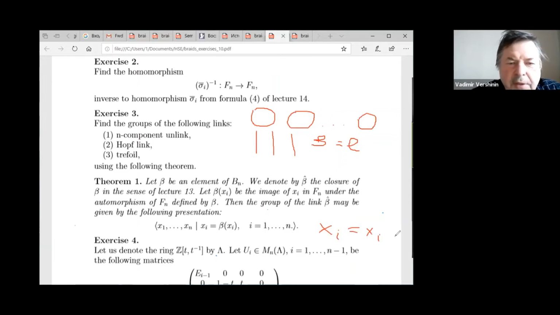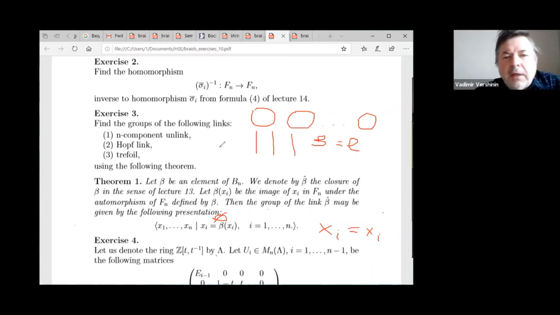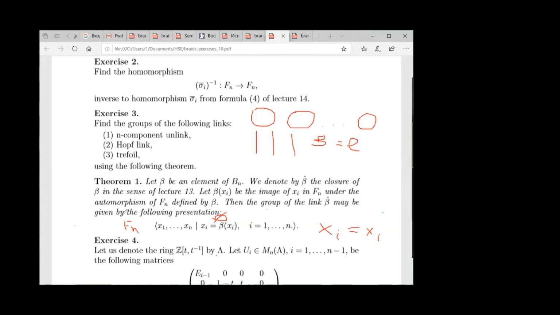Nothing interesting. So in this case, we simply can say that we have essentially empty relations, right? Yes. And this is exactly the presentation of the free group. In our case, this is nothing but F_n. Very good. Excellent. Thank you very much.